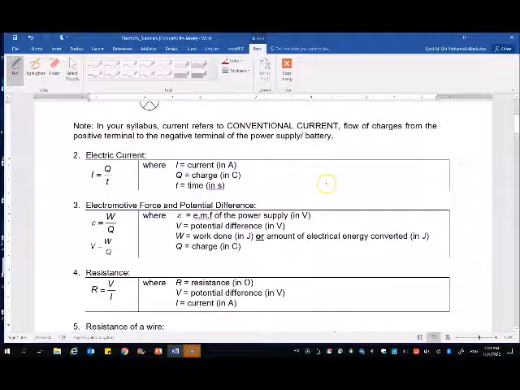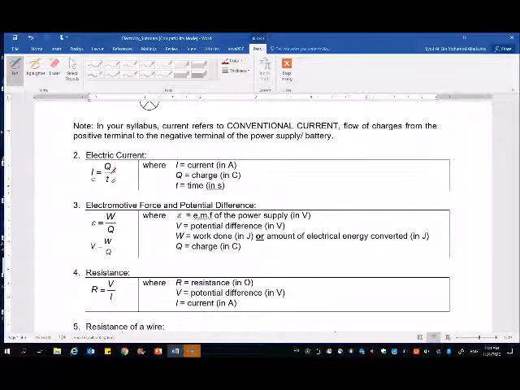Now we talk about what exactly current is. Current is due to the flow of charges, and current is equal to the charge divided by time. It is the rate of flow of charges, how fast the charges are moving.